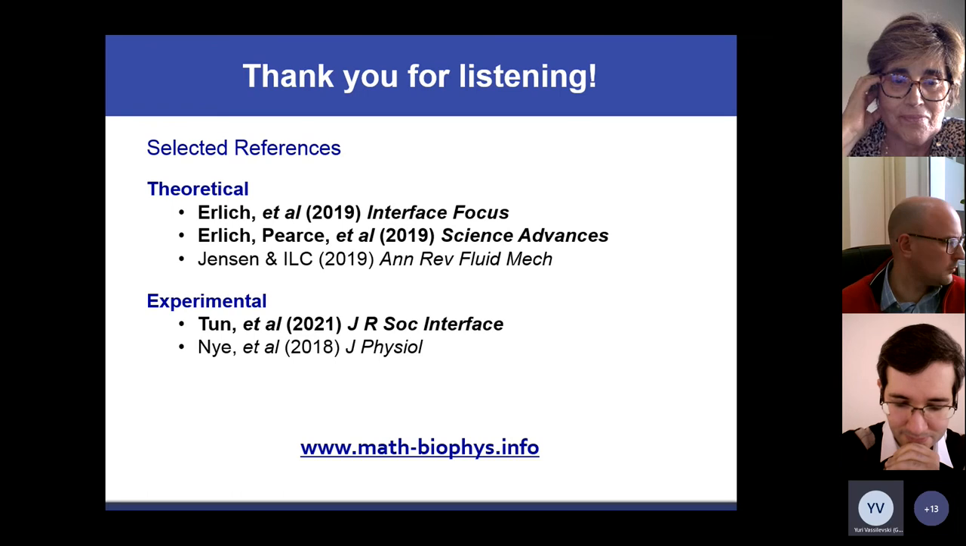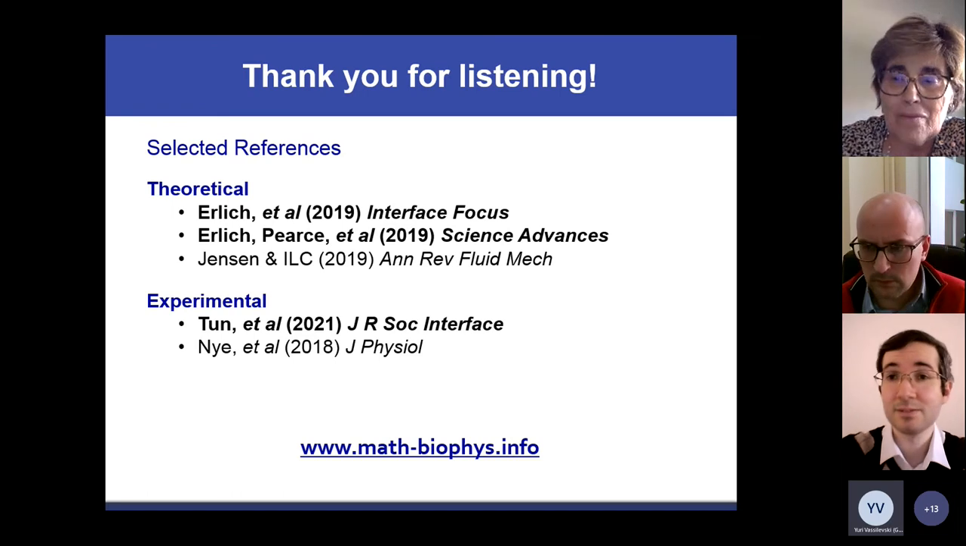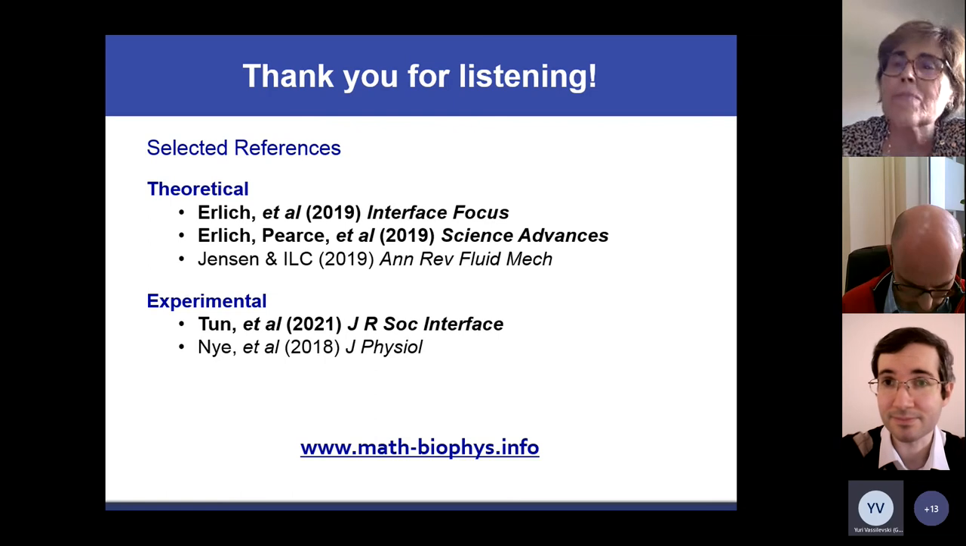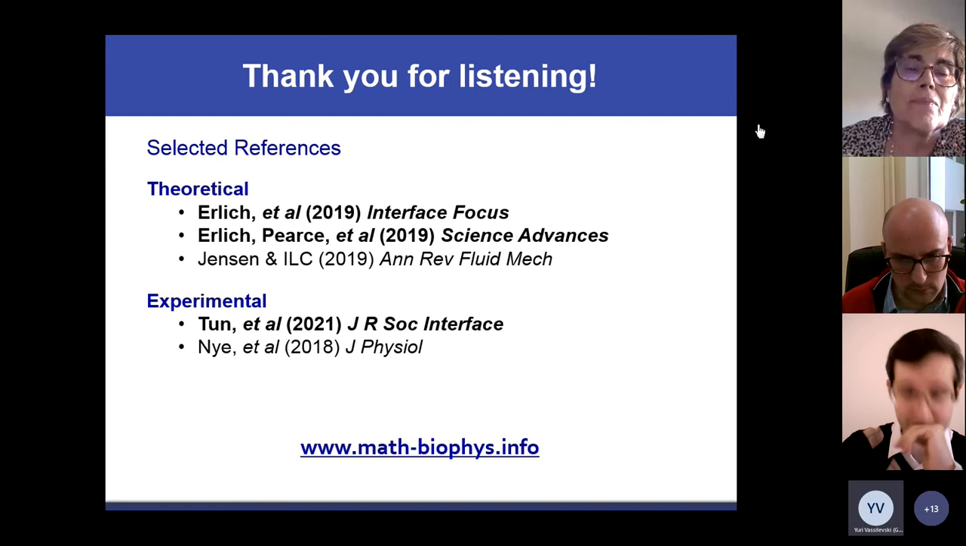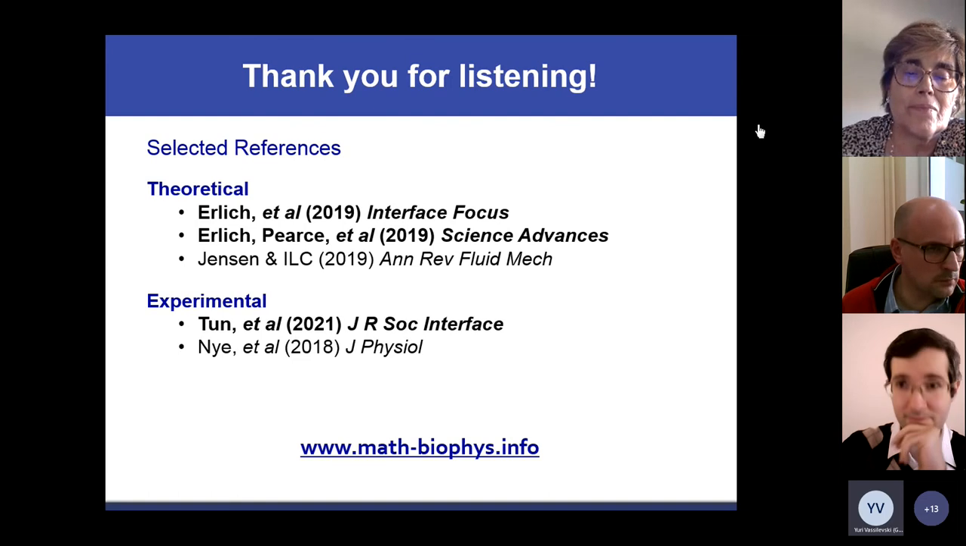But if there are still no other questions, I will ask another one. In the beginning, you showed different scales in the placenta in this very complex structure. Is there some kind of fractal scaling there, or is it not like that? Well, it's a very good question. I don't think I have a definitive answer in terms of a fractal model or the absence thereof.